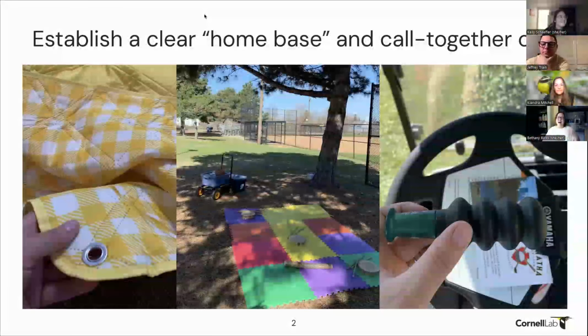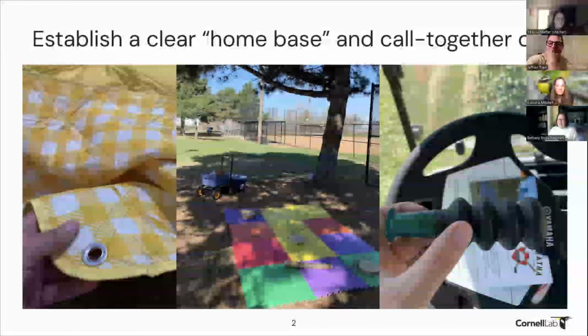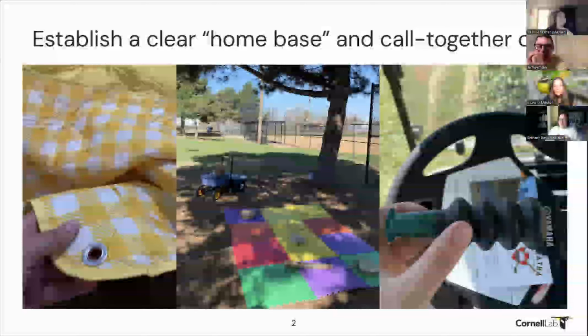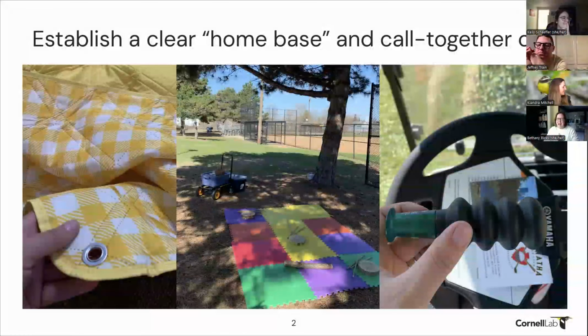Something we've already heard come up several times is the importance of establishing a clear home base. And one of the things I do is establish a call-together cue. I know Amy mentioned clapping 3 times. I use a squirrel call a lot of the time. That's this little strange looking thing on the right there. I'll also sometimes do verbal cues. I carry a triangle in my teaching bag at all times because that's a sound that really pierces and gets attention if folks have wandered beyond the reach of my relatively small voice.